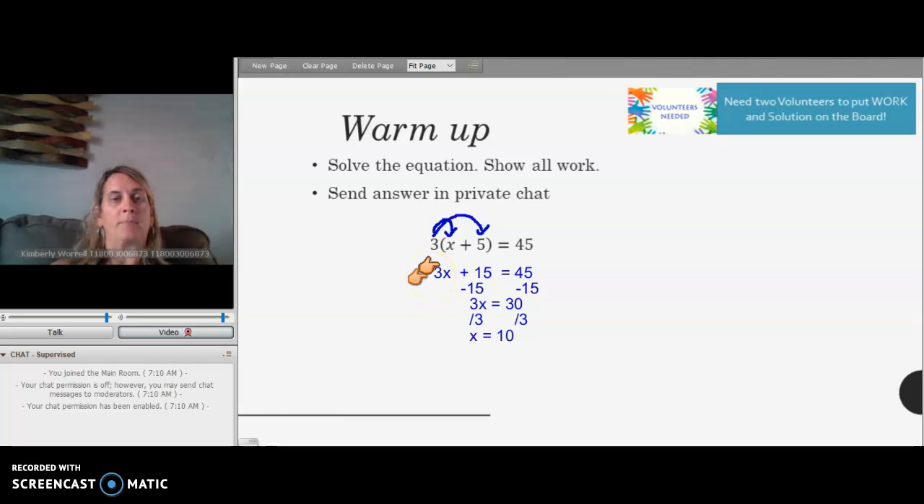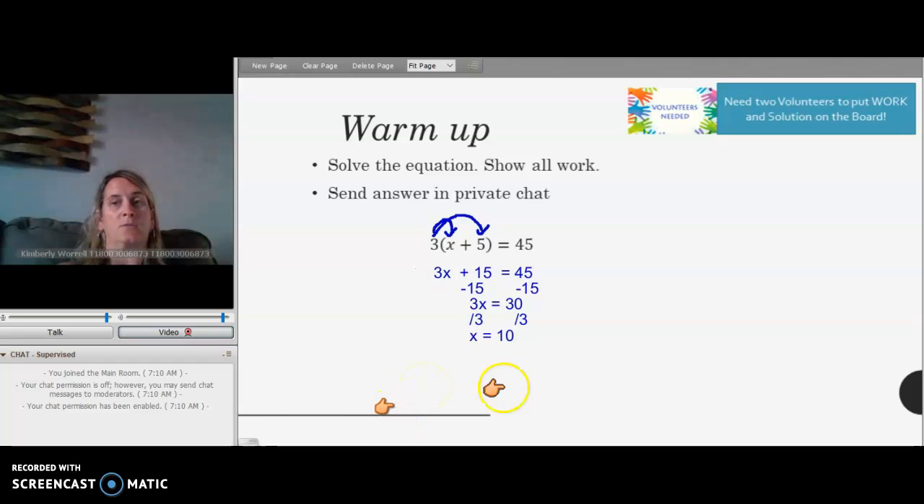X is being multiplied by 3, and then we're adding 15. So let's use inverse operations to undo those. We are going to subtract 15 from both sides, and we get 3x equals 30, and then divide both sides by 3, and we get x equals 10. This may look similar to one of the problems that you did yesterday in the breakout room, the first one. And some of you may have tried to do it differently, and there is actually another way that you could solve this question. So let's take a look at the next slide.